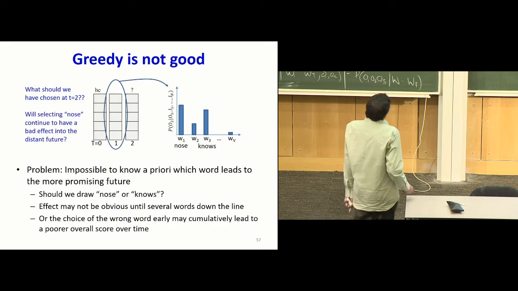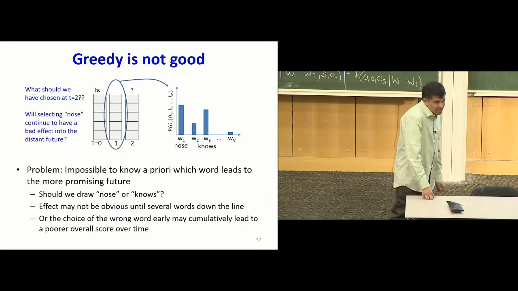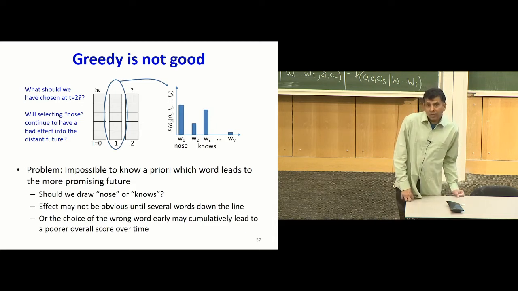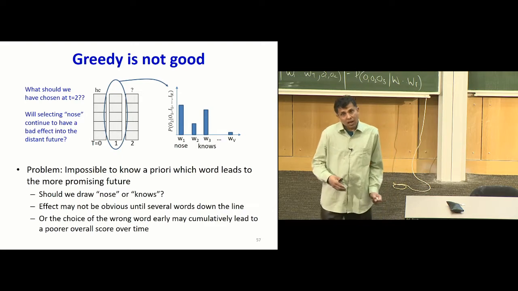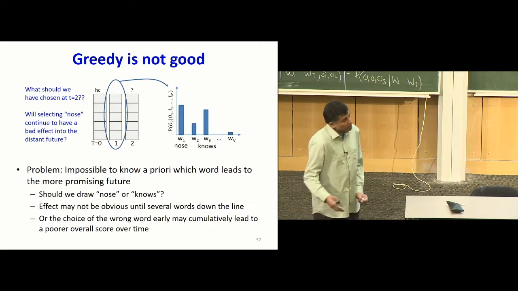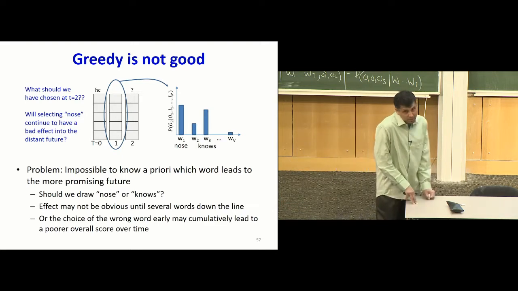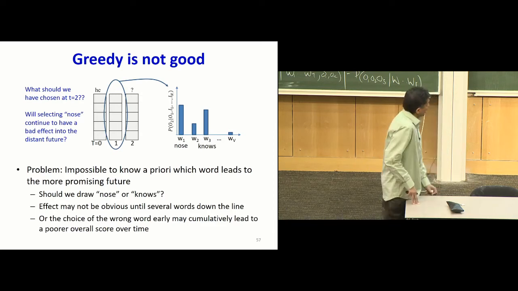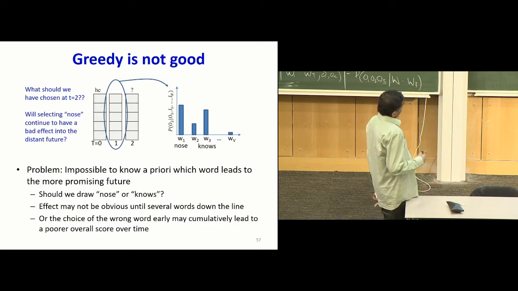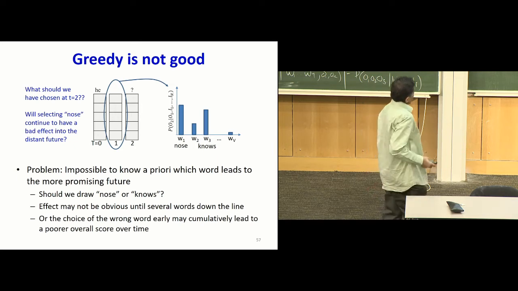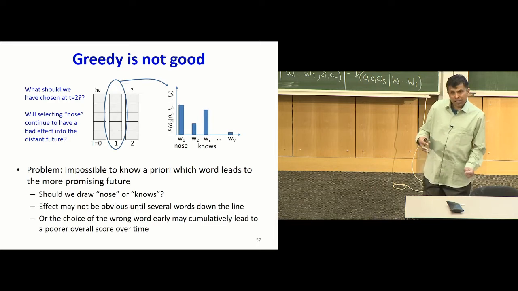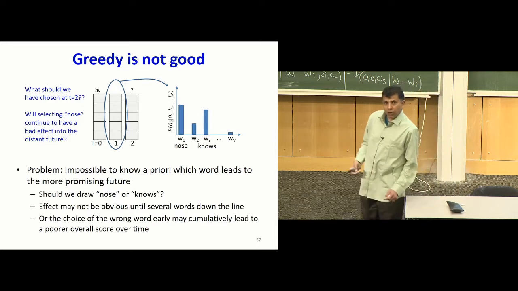But then, how do we know a priori that we should be choosing the word KNOWS and not NOSE? Before you actually process that through the network and consider the next probability distribution, you do not have any way of knowing a priori which word will lead to the more promising future. Should we draw NOSE or KNOWS? Now, in this particular example, it might seem obvious. Just put it into the network and you will know, right?